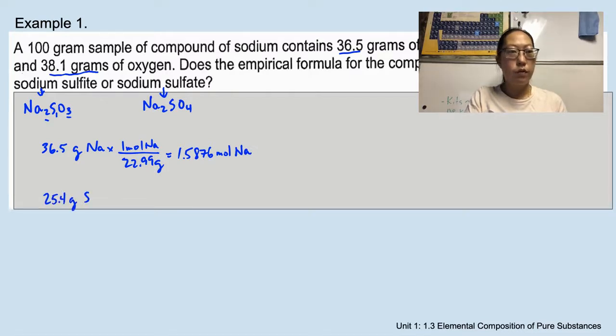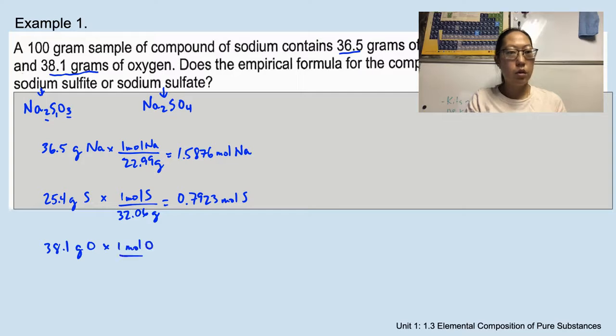All right, now I do the same thing with my sulfur. 25.4 grams sulfur, times 1 mole S is 32.06 grams. I divide that out, 25.4 divided by 32.06, and I get 0.7923 moles of sulfur. Last one, I have oxygen, so 38.1 grams of oxygen, times 1 mole oxygen is 16.00 grams. So 38.1 divided by 16 gives me 2.3813 moles of oxygen.